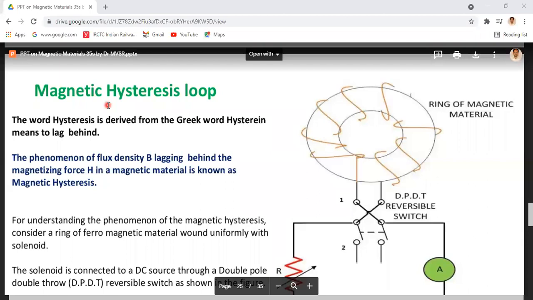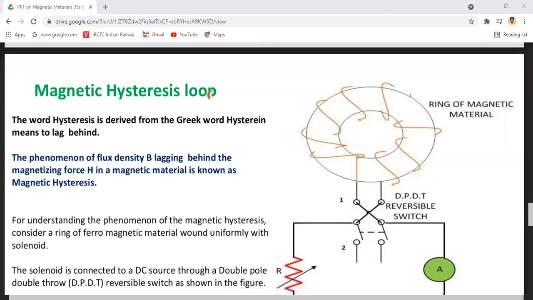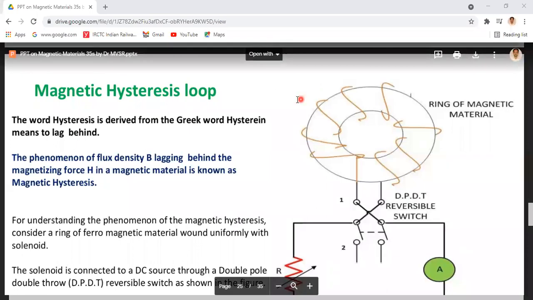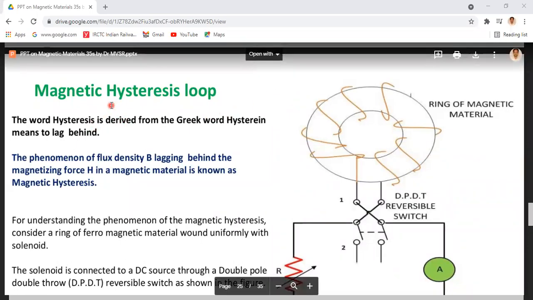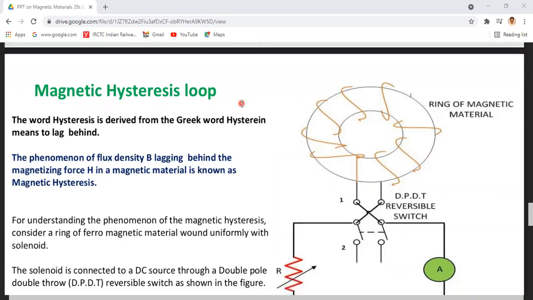Okay, good morning, everybody. Today, we are going to start the next concept, the magnetic hysteresis loop. This is nothing but the hysteresis behavior of a given ferromagnetic material, or the BH curve. It is a very important question because the magnetic hysteresis of a given ferromagnetic material is very important.